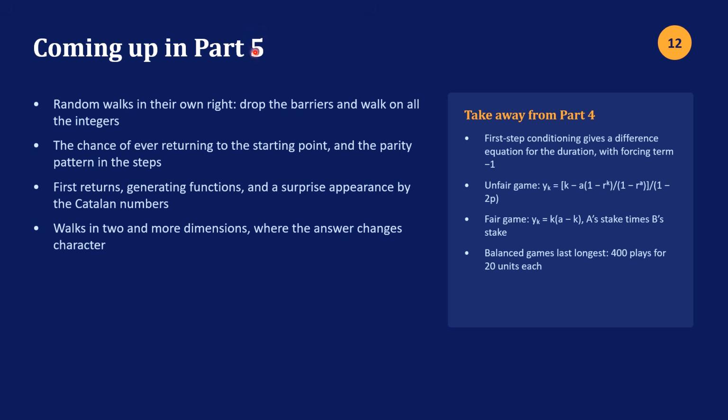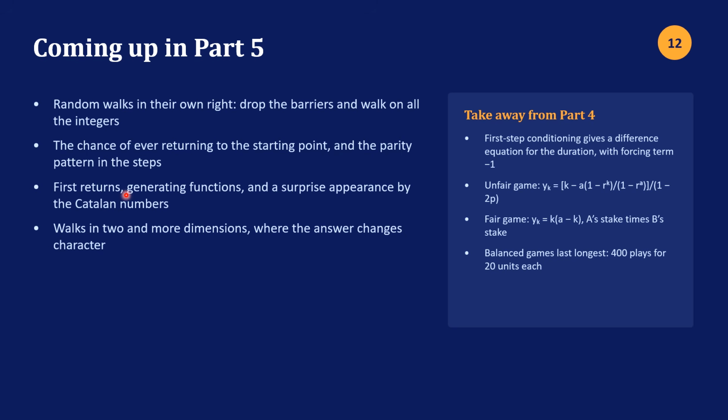Okay, then coming up in the next lesson, which would be lesson number 5 in this series, we talk about random walks in general, drop the barriers, and walk on all integers. So this is where you can kind of just drift off into infinity. We compute the chance of ever returning to the starting point and the parity pattern in the steps.